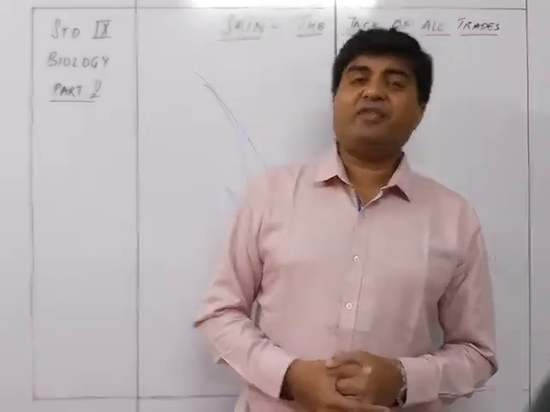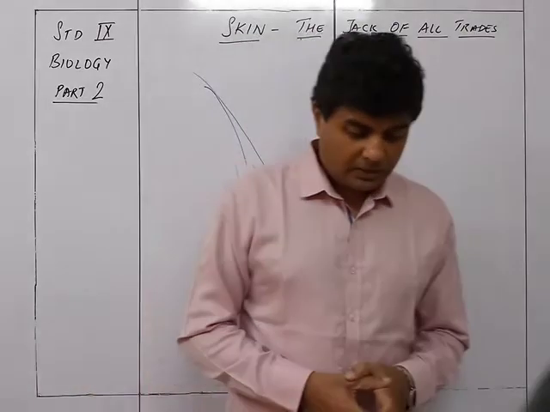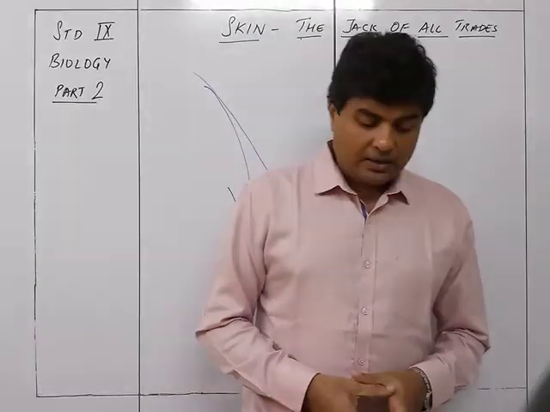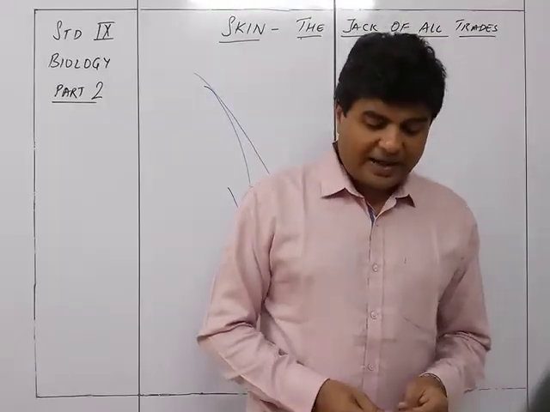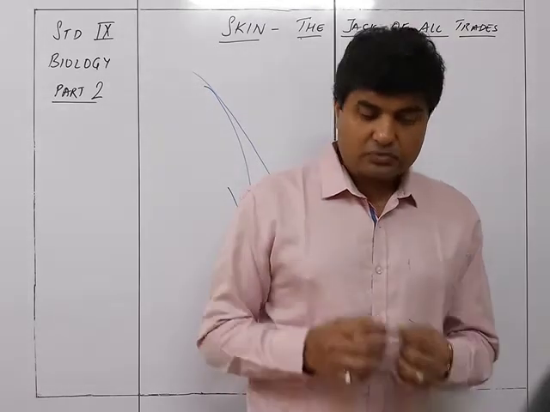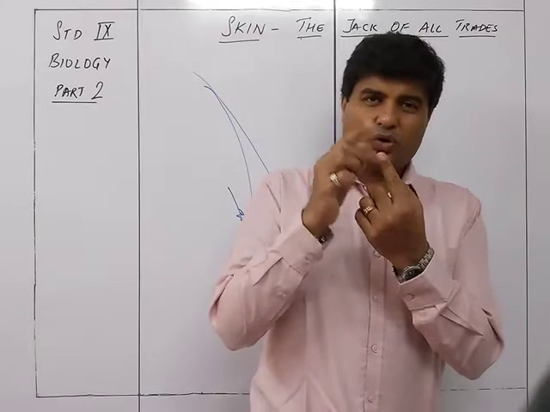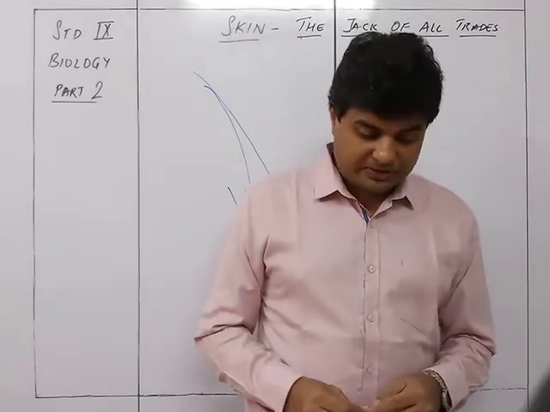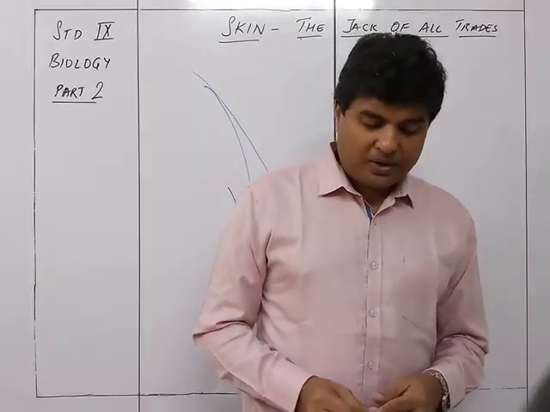The next kind of derivative is the nails. The nails are hardened keratinous plate-like structures which grow as dead cells from the nail root. So from the nail root, the nails are going to grow as a keratinous hard substance which lies below the skin at the base.